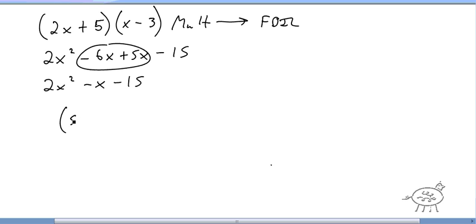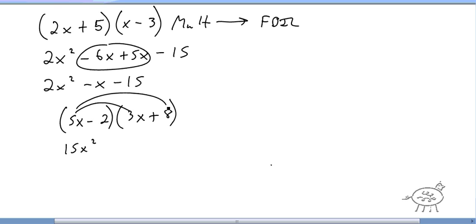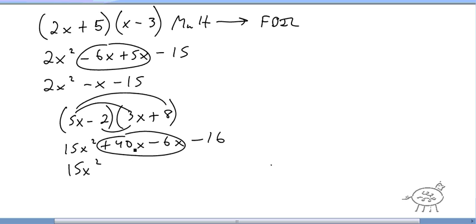Let's try another one. 5x minus 2 and 3x plus 8. All right, 5x times 3x, 15x squared. That's first. Outer plus 40x. Inner minus 6x. And last minus 16. So we combine like terms. We have 15x squared. And we combine these together. So 40x minus 6x is 34x minus 16. That's our answer. Okay, so FOIL is really pretty easy here.